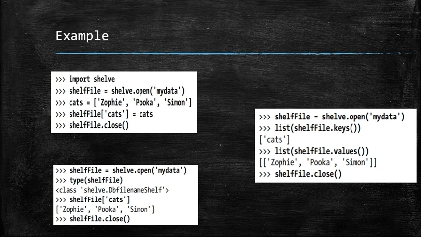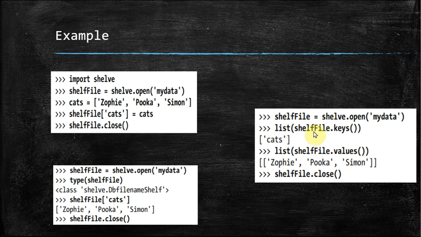Okay, so we already spoke about dictionaries in the previous session. When you say dictionaries, we have keys as well as values. Just like dictionaries, shelf values have keys as well as values. So we can use the keys method as well as the values method, which will return list-like values of the keys as well as values in the shelf. So that is what we are doing here.